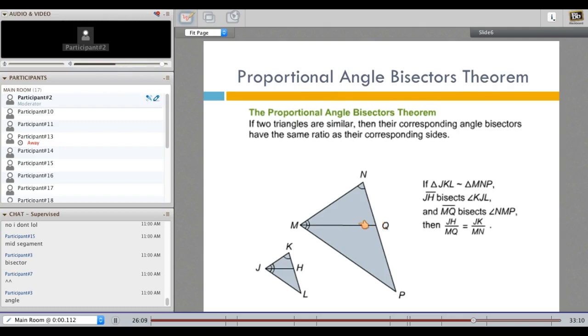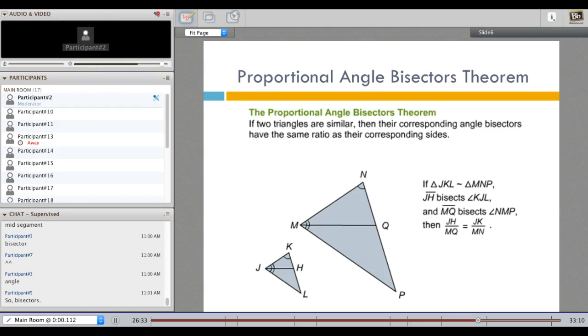Okay, so remember that this is the arrow that cuts angle M into 2. JH cuts angle J into 2. So we want to start our proportion with those angle bisectors. And then over here, we can have any corresponding sides. Okay, so they happen to do JK and MN.